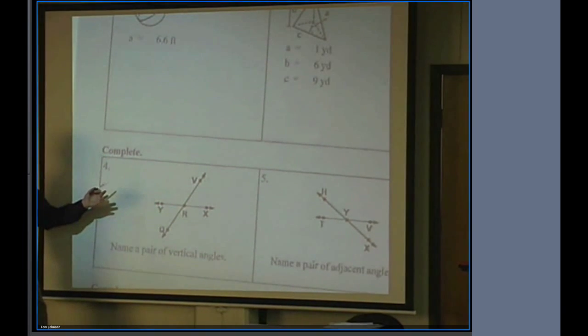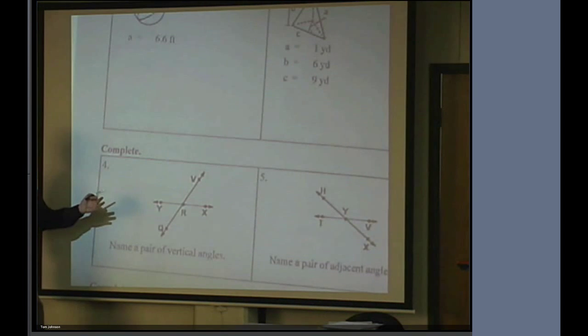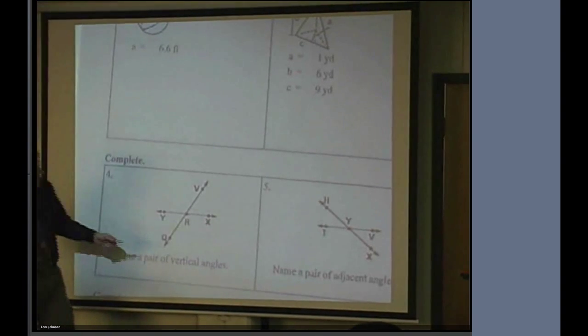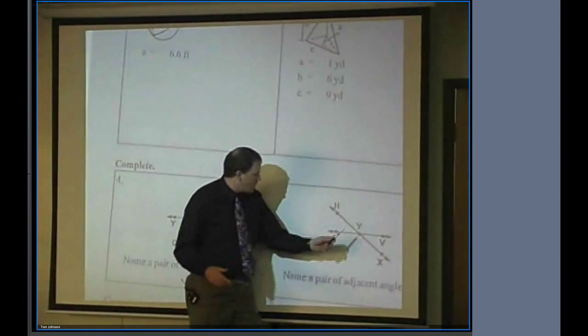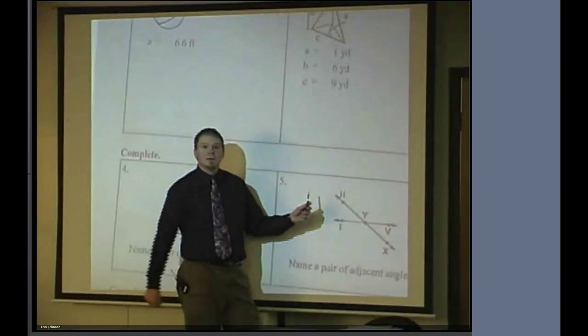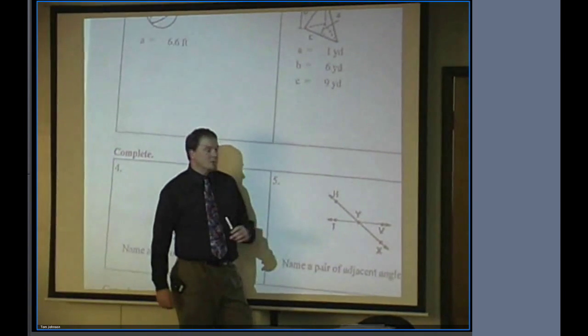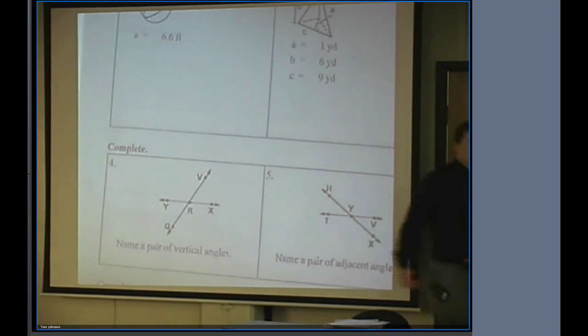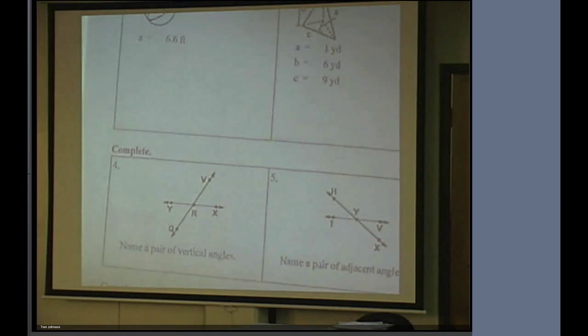Somebody in here name another set of adjacent angles. HYB. Oh, okay. Oh, right here. Yeah, HYT and HYB. Good. I was looking at the wrong diagram. Thank you. So those are two adjacent angles. We got a bunch of adjacent angles up there that we can name.